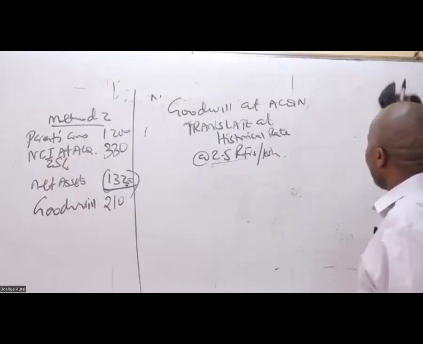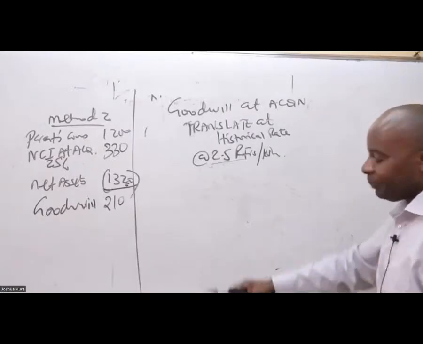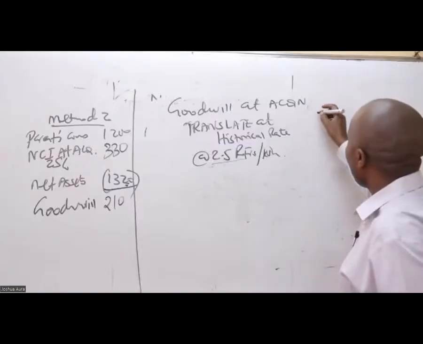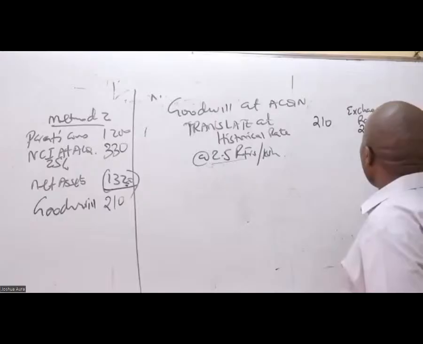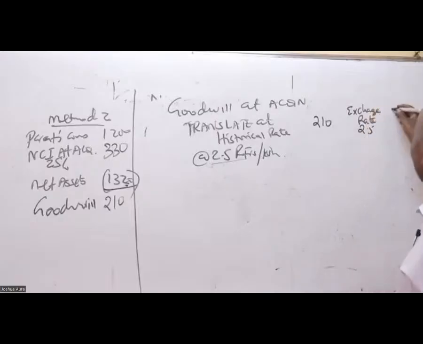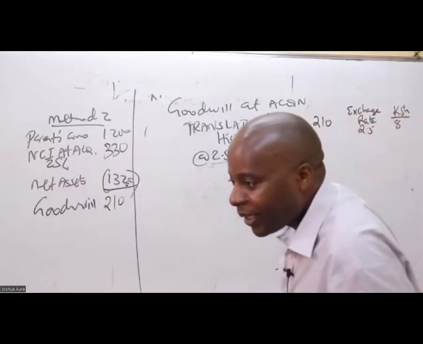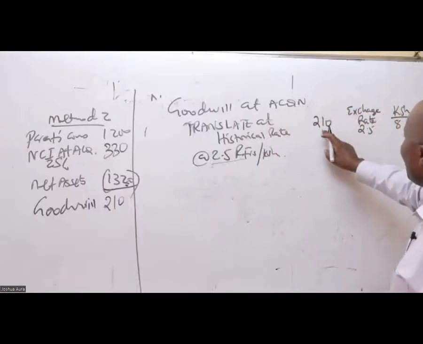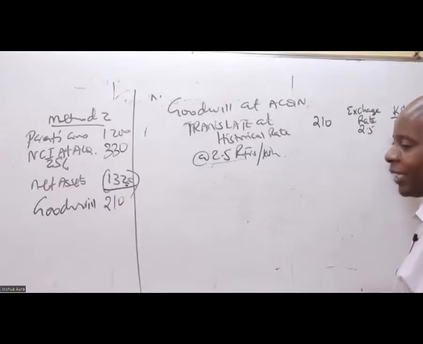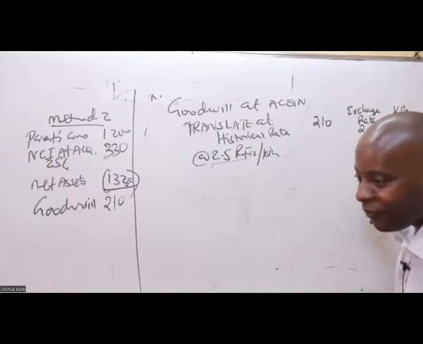Let me arrange it this way. We have goodwill of 210, and the exchange rate of 2.5, giving us in Kenya shillings 84. Remind me first, 210 divided by 2.5 comes to how much? It comes to 84. Thank you very much.